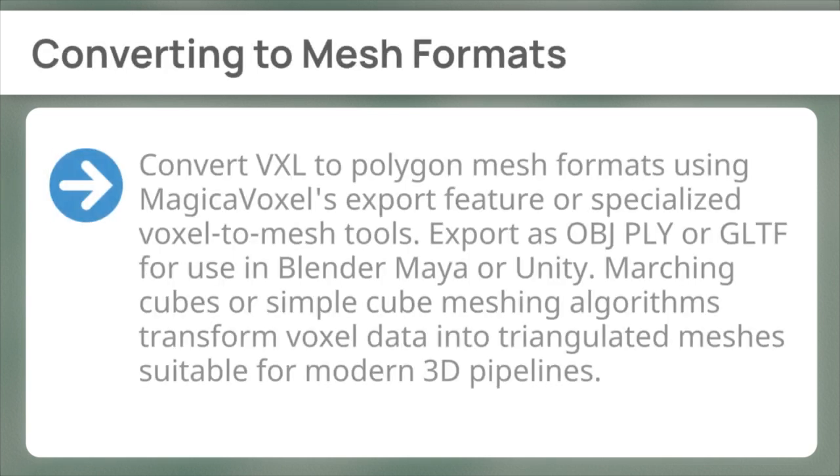Finally, converting to mesh formats. Convert VXL to polygon mesh formats using Magica Voxel's export feature or specialized voxel to mesh tools. Export as OBJ, PLY, or glTF for use in Blender, Maya, or Unity. Marching cubes or simple cube meshing algorithms transform voxel data into triangulated meshes suitable for modern 3D pipelines.